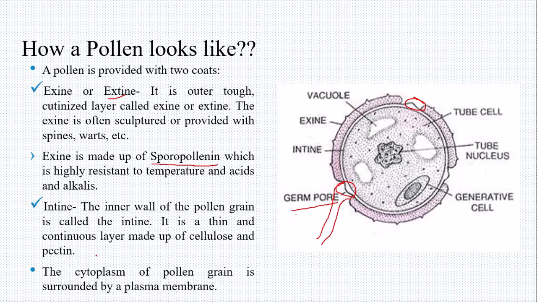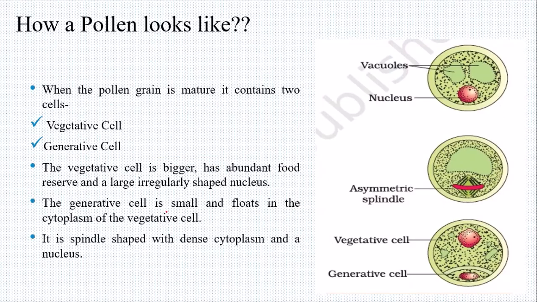The cytoplasm of the pollen grain is surrounded by a plasma membrane. So here is the last layer, which is the plasma membrane. The first one is the exine, the second is the intine, and the last one is the plasma membrane. If we see a section of a pollen grain, we can clearly see two types of cells: the first is the vegetative cell and the second is the generative cell.